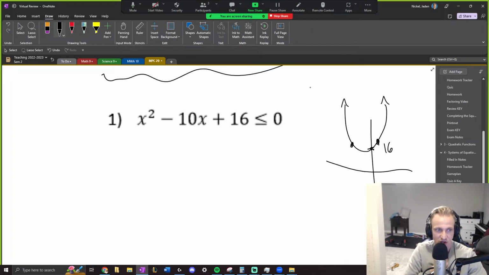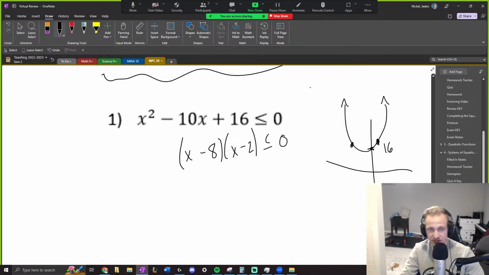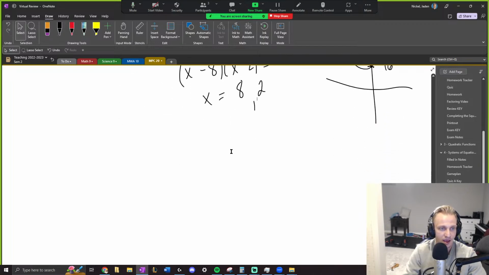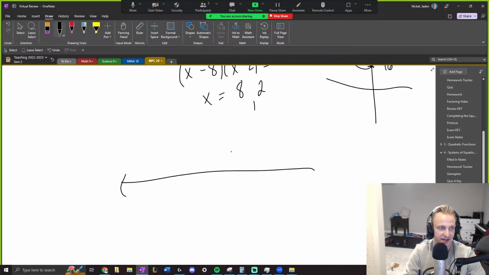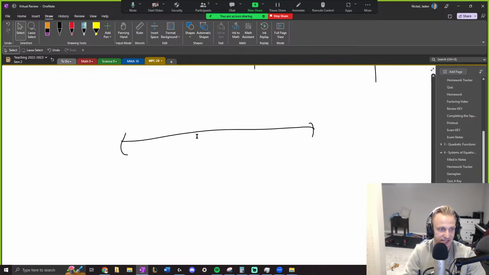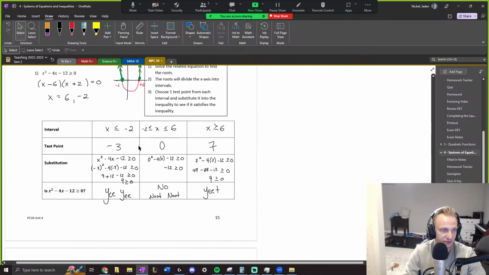So to solve this, it's just factoring. x minus 8, x minus 2 is less than or equal to 0. In this case, ratchet graph, kind of helpful, but also not really at all at the same time. We get two solutions: x is equal to 8 and x is equal to 2. I personally prefer sign analysis when I'm doing these questions. I find it just easier to remember than the test points.